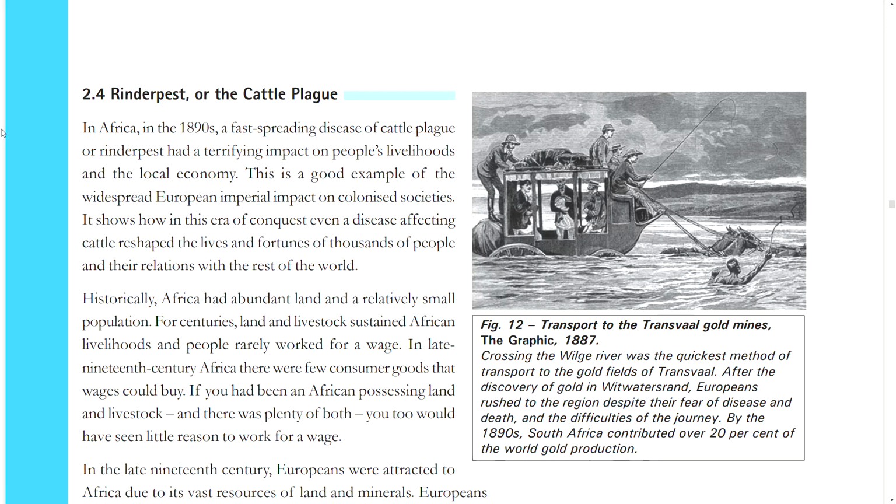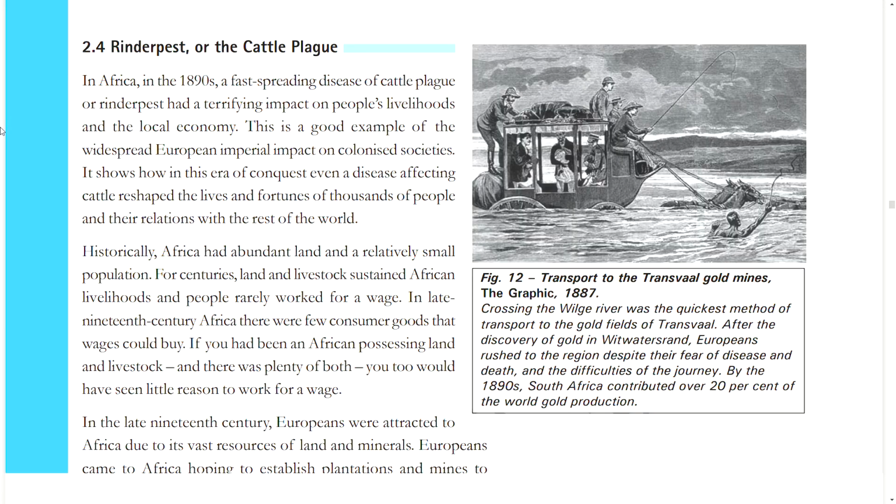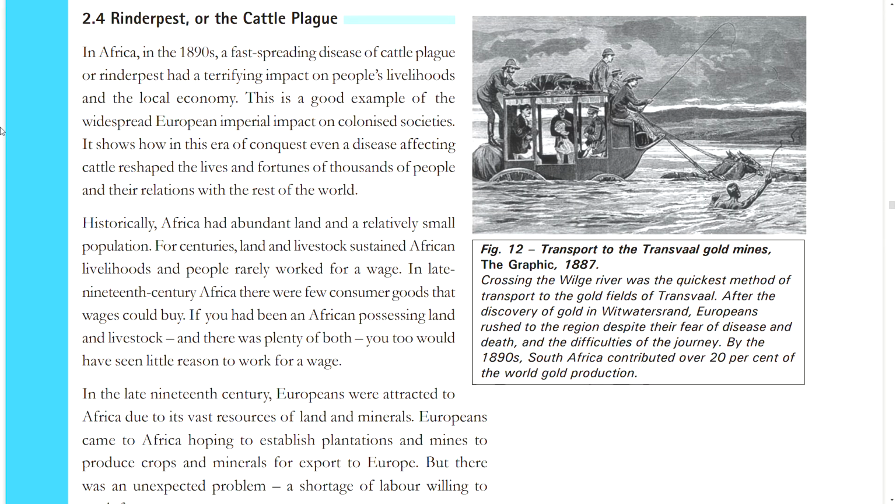Historically, Africa had abundant land and a relatively small population. For centuries, land and livestock sustained African livelihoods and people rarely worked for a wage. In late 19th century Africa, there were few consumer goods that wages could buy. If you had been an African possessing land and livestock, and there was plenty of both, you too would have seen little reason to work for a wage.